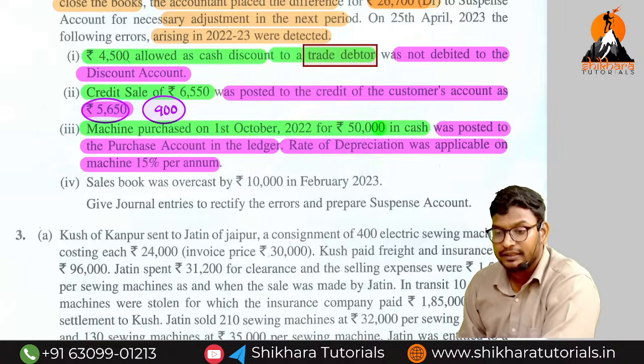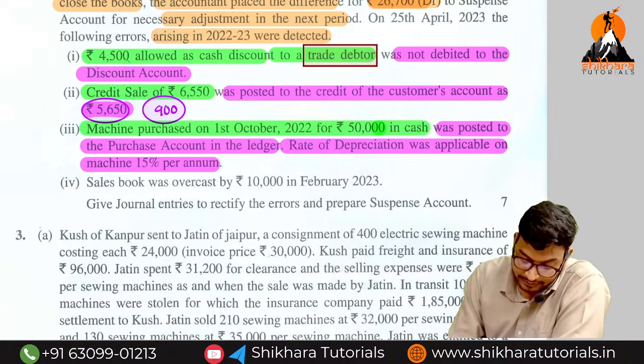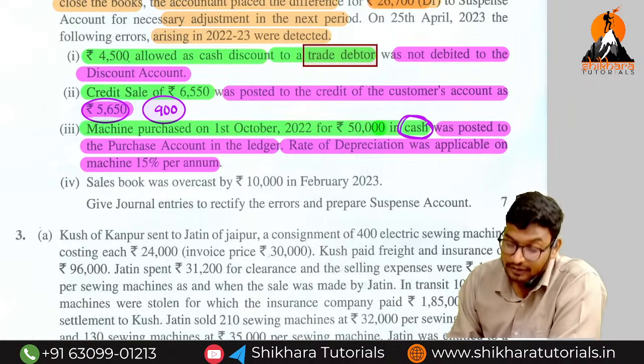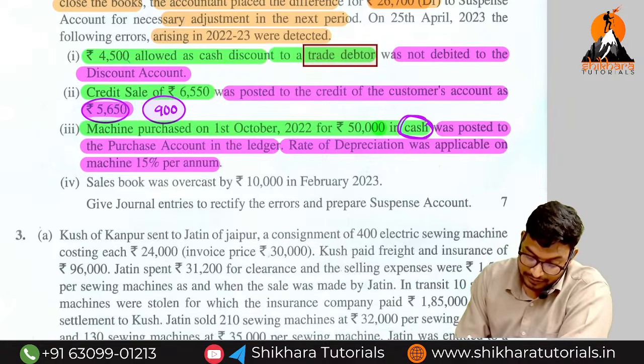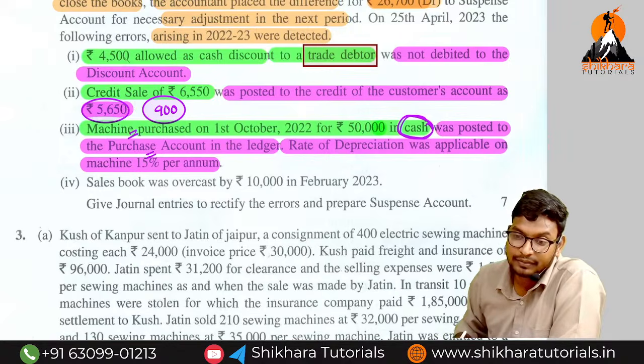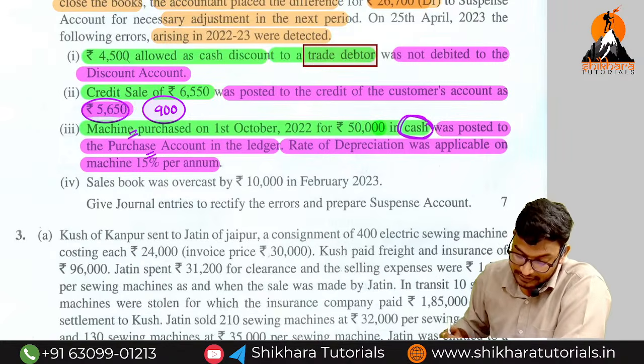Why can you treat it as this one? Because already they have recorded it in the cash. Instead of recording in the machinery account, they have recorded in the purchase account. What is the entry we will get? Machinery account debited to purchase account.